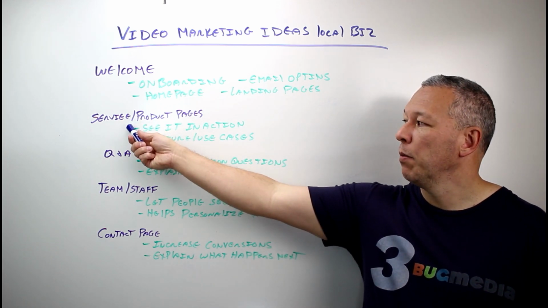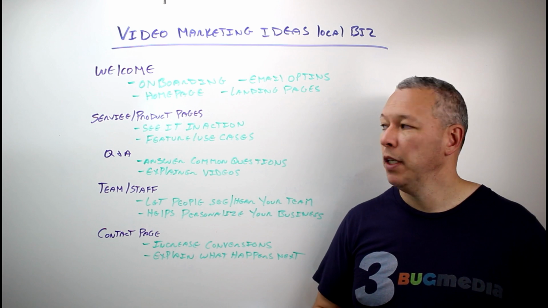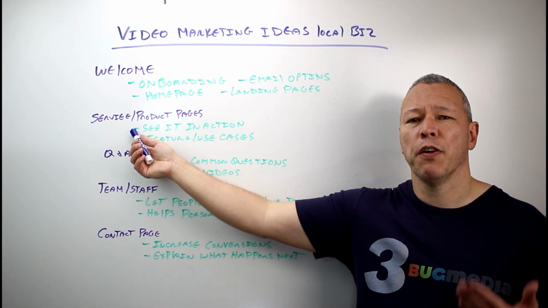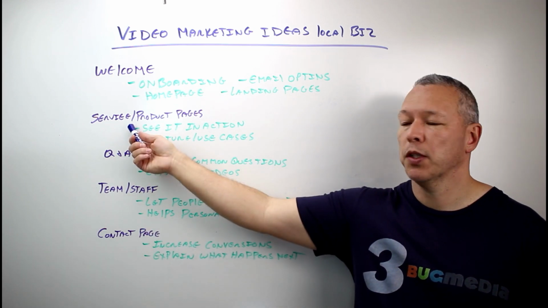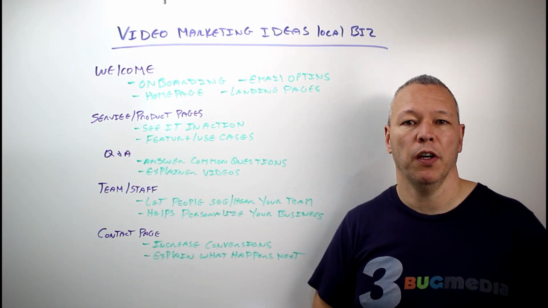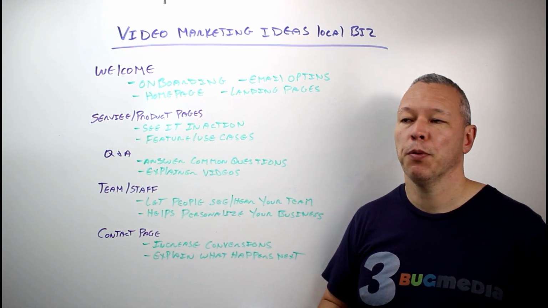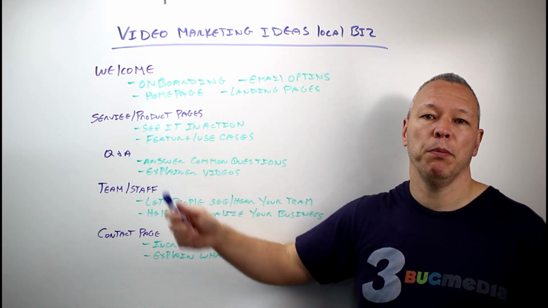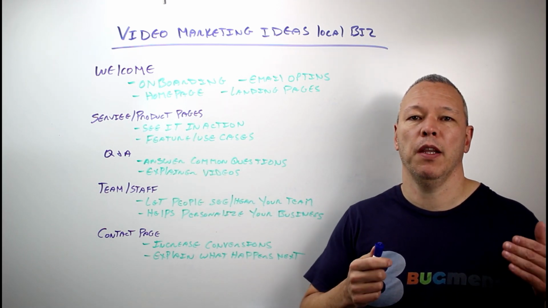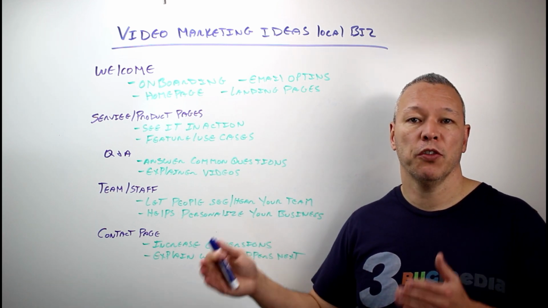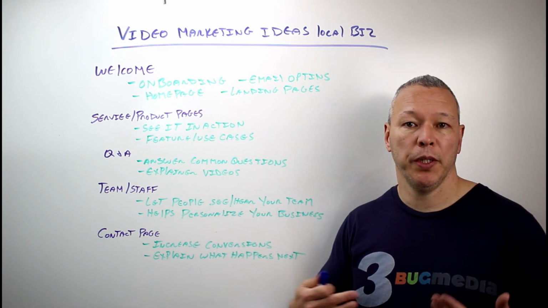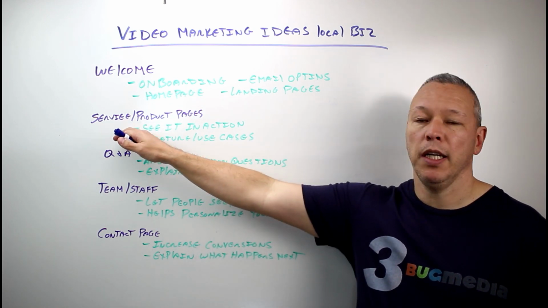Okay, number two, service and product pages. It's very hard to explain, especially if it's something a little more complex, what your product or service does in text format. Super easy. Create a video, let people see it in action. So let people see them using your product in the real world, you performing a service for somebody or somebody consuming your service. Seeing is believing, right?